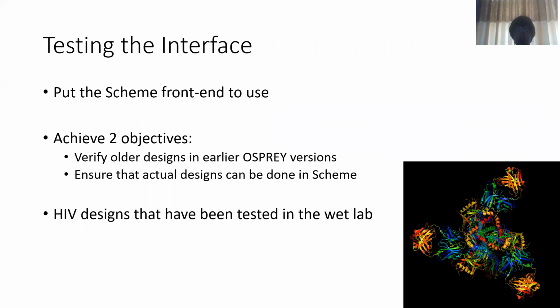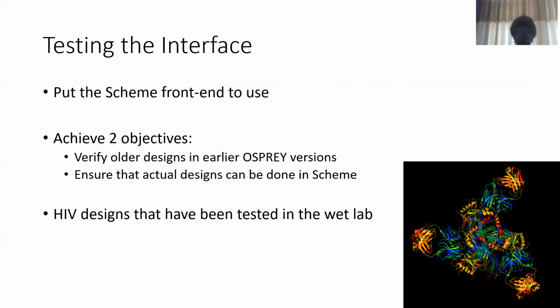But now that the interface was pretty much done, we wanted to put the Scheme frontend to use. We wanted to make sure it could actually be used in real designs. And the goal of this was to achieve 2 objectives. One of which was to verify that older designs and early OSPREY versions could also work in this new version, and also ensure that actual designs could be done in Scheme.